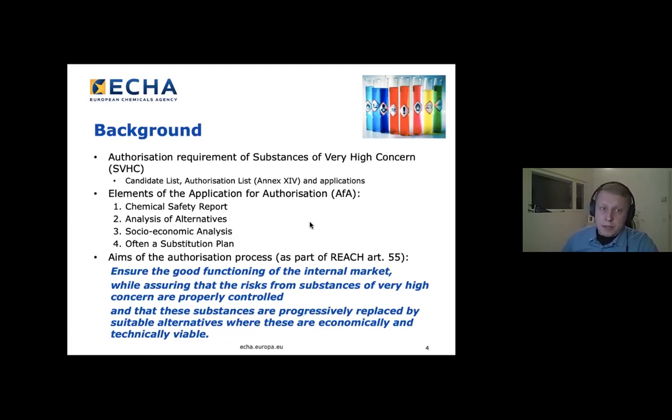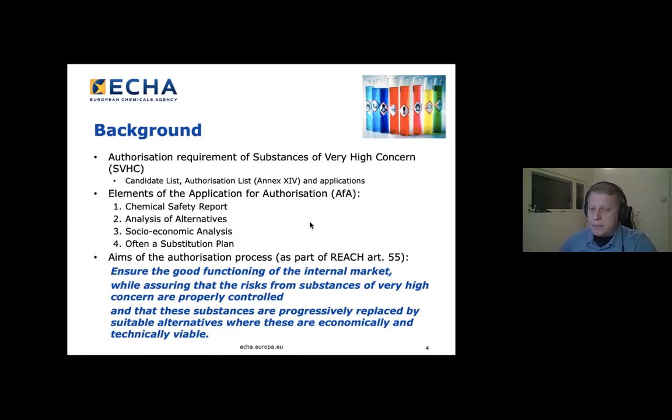And the final element that's often featured in these applications is a substitution plan. Now, this is a time-limited commitment from companies. It's a detailed plan, but it's a commitment where they say they will substitute to a known or, again, maybe not yet quite developed alternative in a given time.